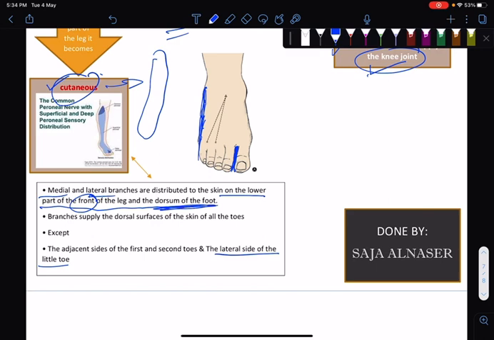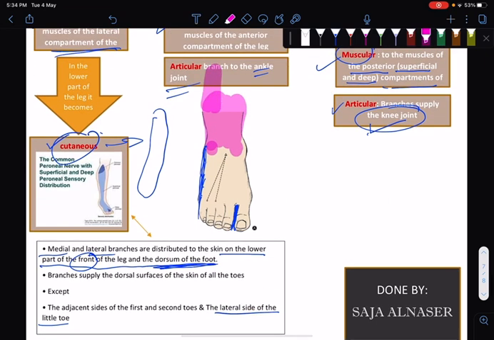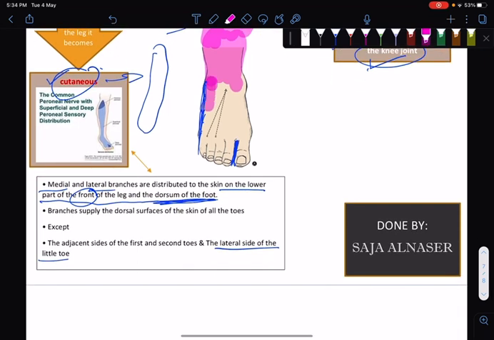تمام. Branches supply the dorsal surface of the skin of all toes، يعني بعطونا branches للسكن. هلا كل lower third of the leg كلها لفوق، وبعطونا كمان dorsal surface of all toes، كل هاي تمام.